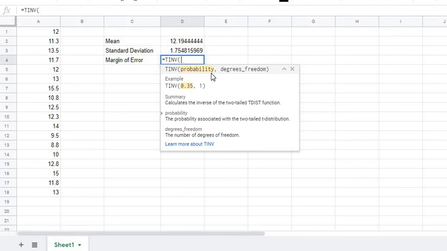For this part, you want to type in 1 minus the confidence level. Make sure your confidence level is in decimal form. Comma, then your degrees of freedom. Remember that your degrees of freedom is n minus 1. In this case, we have 18 for n, so the degrees of freedom is 17.